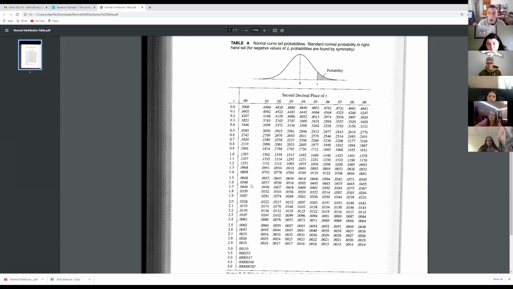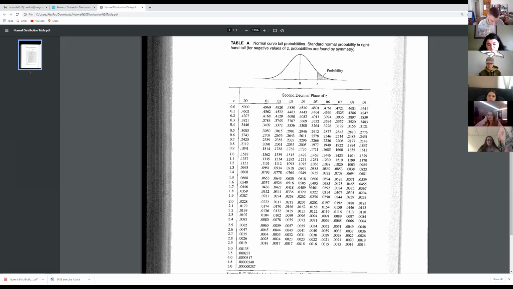So again, where did I find 1.65? Well, I find the 1.6, and then I go over and find the second number past the decimal place, 0.5, and I come over and find this right here. And the z-score of 1.65 indicates that to the right of that, you would have a probability of 0.0495. Well, what's to the left of that?